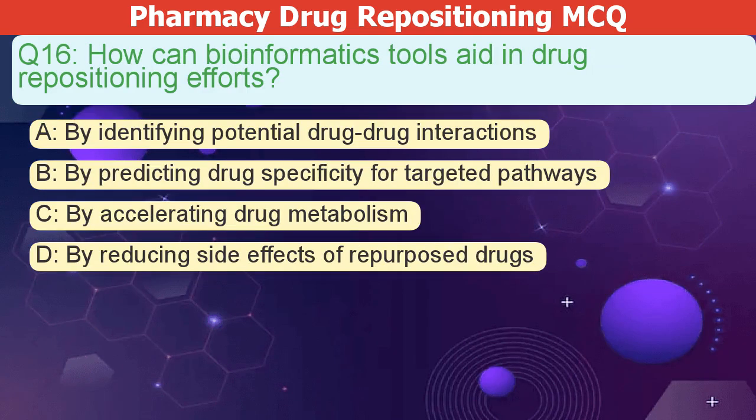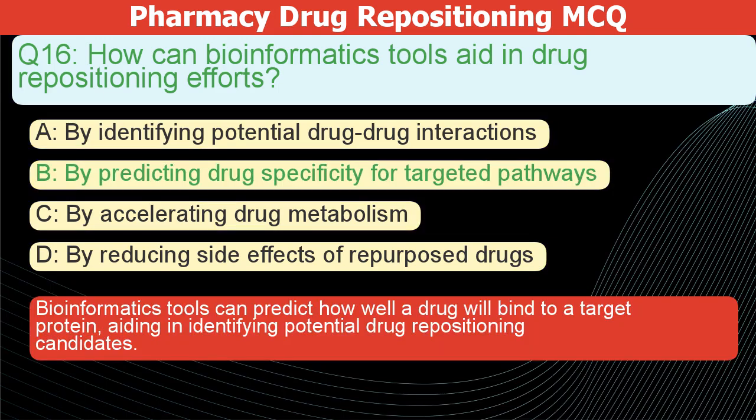How can bioinformatics tools aid in drug repositioning efforts? A. By identifying potential drug-drug interactions. B. By predicting drug specificity for targeted pathways. C. By accelerating drug metabolism. D. By reducing side effects of repurposed drugs. The correct answer is B. Bioinformatics tools can predict how well a drug will bind to a target protein, aiding in identifying potential drug repositioning candidates.